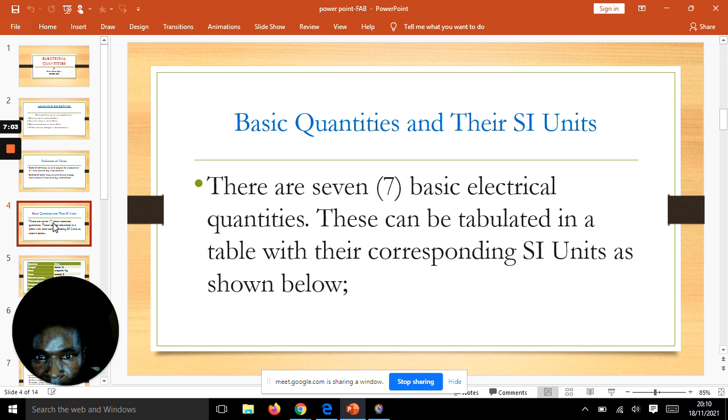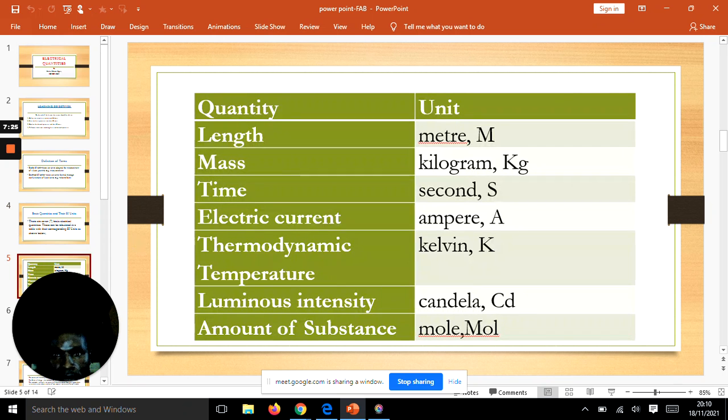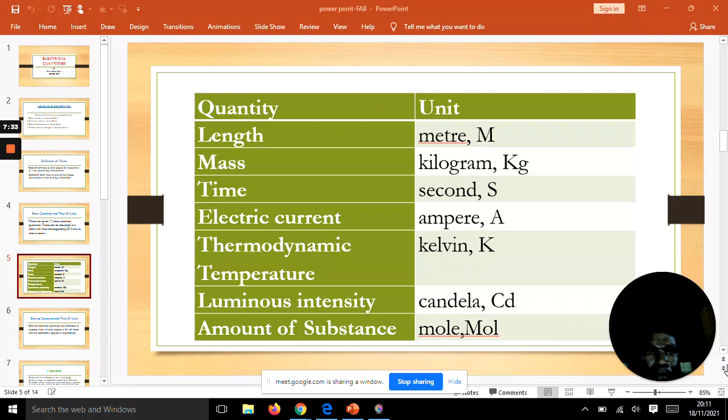Okay, let's go to the basic quantities and their SI units. There are 7 basic electrical quantities, and we need to learn these through a table. So I'm going to display the table for everyone to visualize and see. This is a table showing us basic quantities and their units. We have said there are 7. The first one is length. Length is measured in meters, abbreviated as capital M.